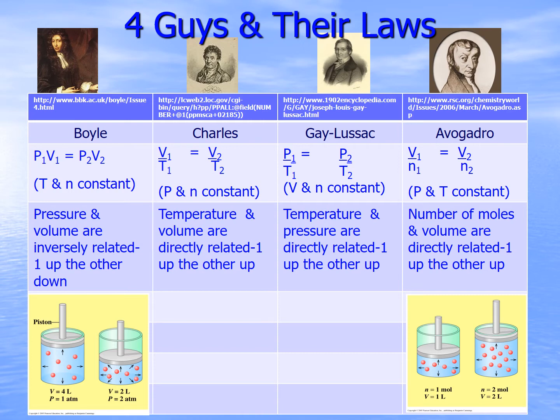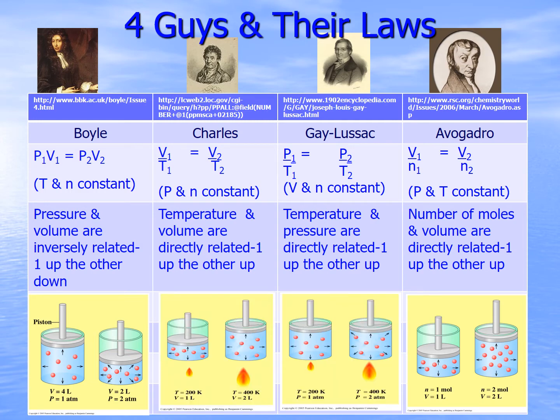There are some simple gas laws, and these are the people who derived these to start with. Starting with the oldest, Boyle's law simply shows that pressure times volume is constant, or pressure and volume are inversely related. As one goes up, the other goes down. This is assuming temperature and moles are constant. Boyle's law is usually given as the equation P1V1 equals P2V2. As you can see in the diagram below, when the volume is 4, the pressure is 1. When the volume is 2, the pressure is 2. 4 times 1 is 4, 2 times 2 is 4.